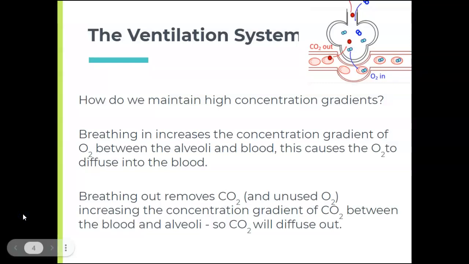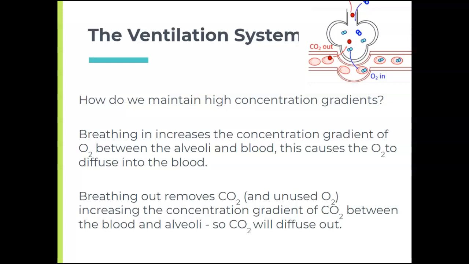The ventilation system itself, let's talk about that. Up here we have an alveolus and then a blood vessel, so you can see that CO2 is diffusing in and oxygen is diffusing out into the red blood cells to be carried off to the rest of the body. So how do we maintain these concentration gradients? Breathing in obviously gives us more oxygen, right? As we breathe in, we're taking in all that O2.